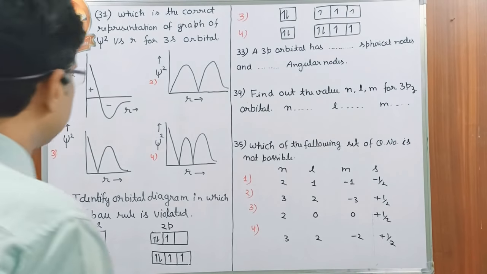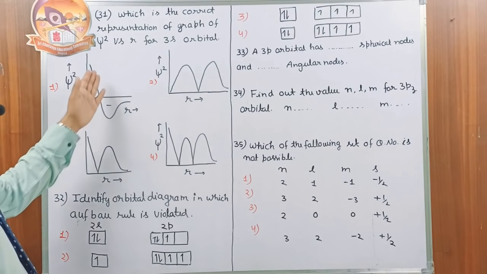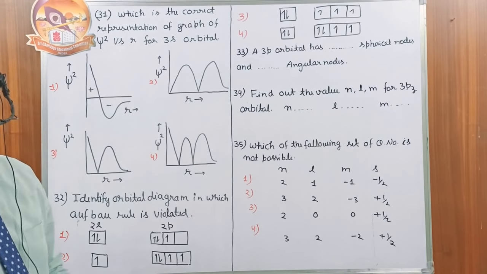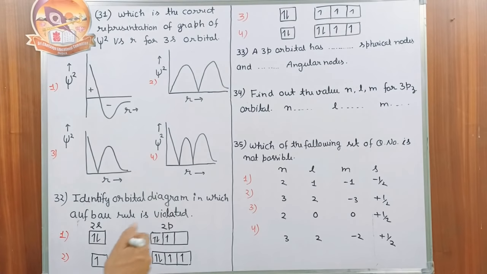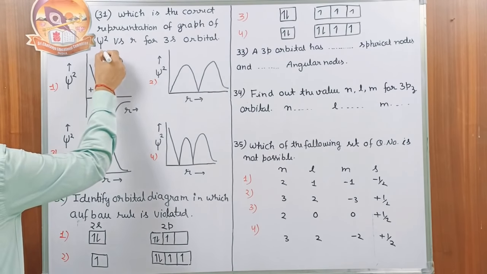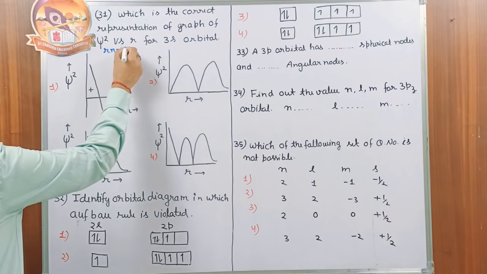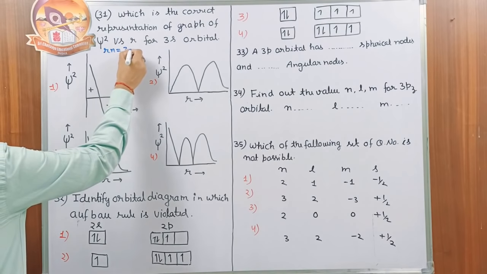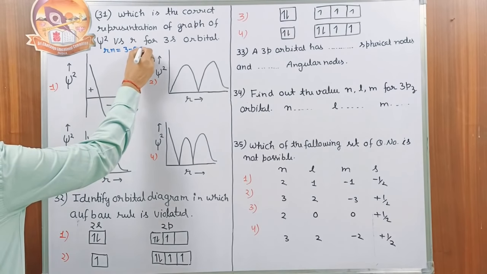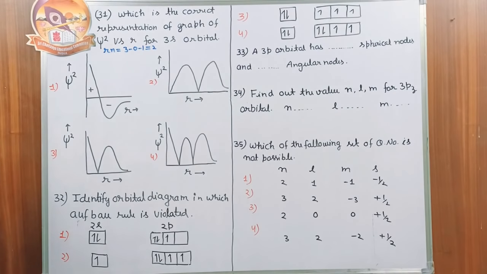Now the question number 31. Which of the following is the correct representation of the graph psi square versus r for the 3s orbital? Okay, for the 3s orbital, how many radial nodes do we have? Radial node is equal to n minus l minus 1, 3 minus 0 minus 1. Okay, we require 2 radial nodes.